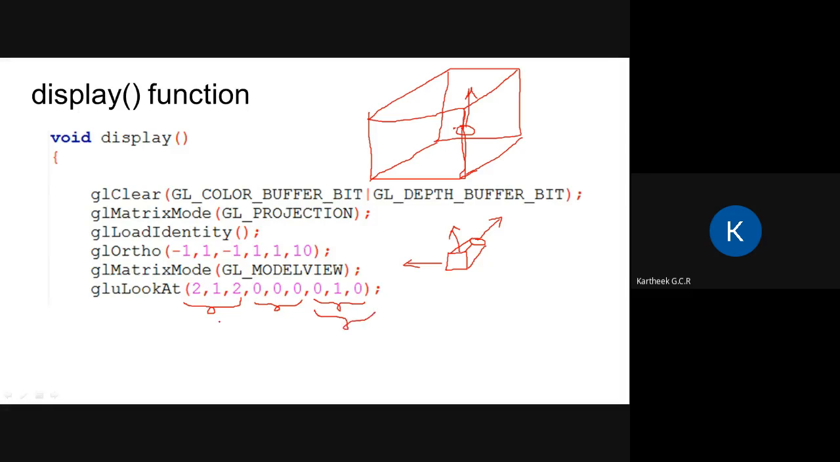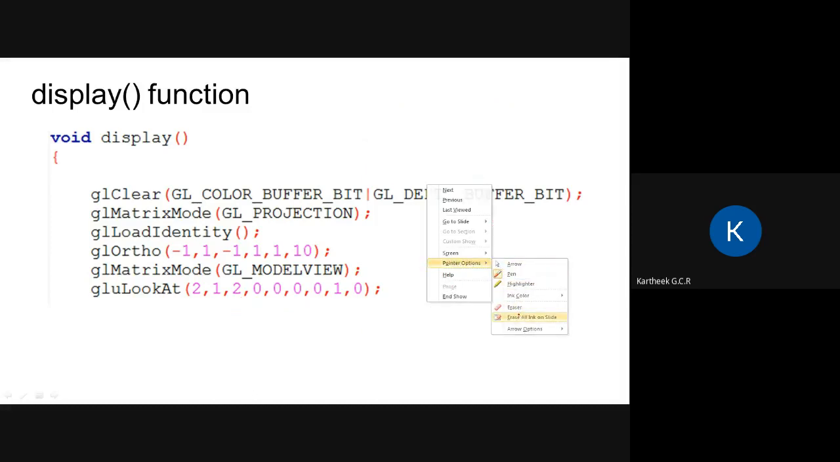So gluLookAt takes 9 parameters. The first 3 parameters are the camera position. The next 3 parameters are the XYZ position of the lookat place. Where is your camera focusing, where is it looking at? That position, and then the up vector. So you have kept the camera on the scene.